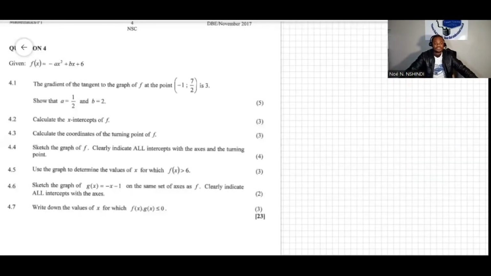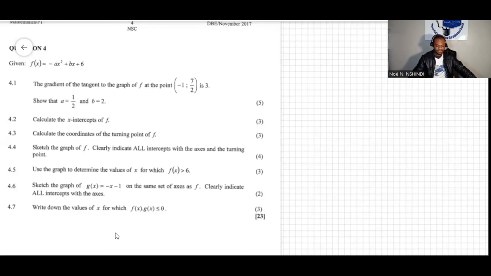Well, we have another question here. The question says that given f of x equal to negative ax squared plus bx plus 6, and then question 4.1 says that the gradient of the tangent to the graph of f at the point (-1, 7/2) is 3. Show that a equals a half and b equals 2.